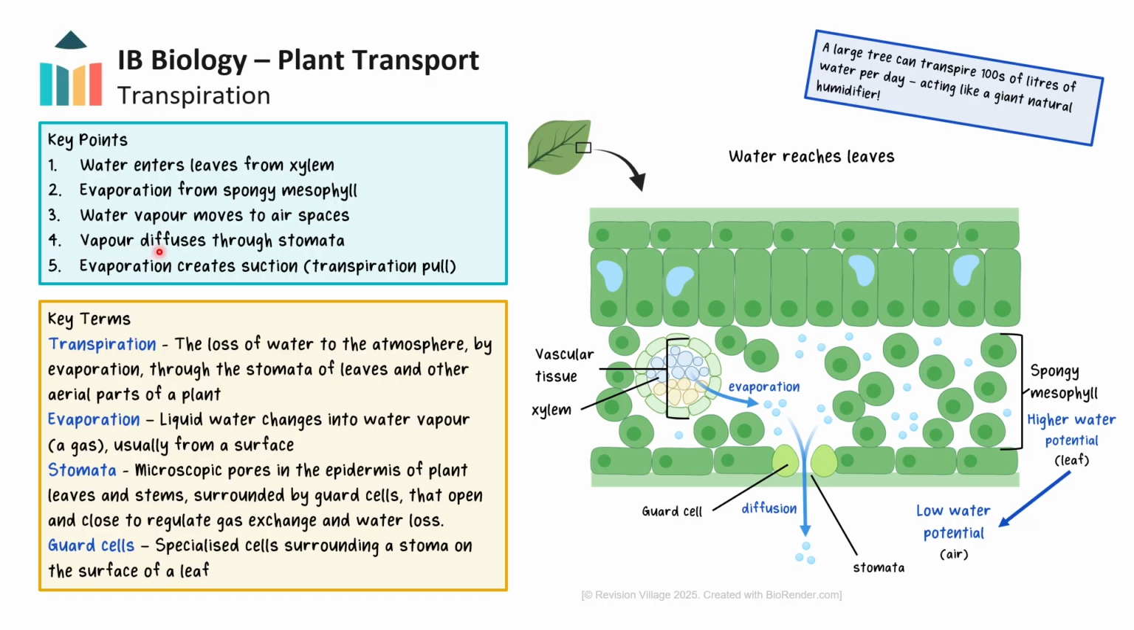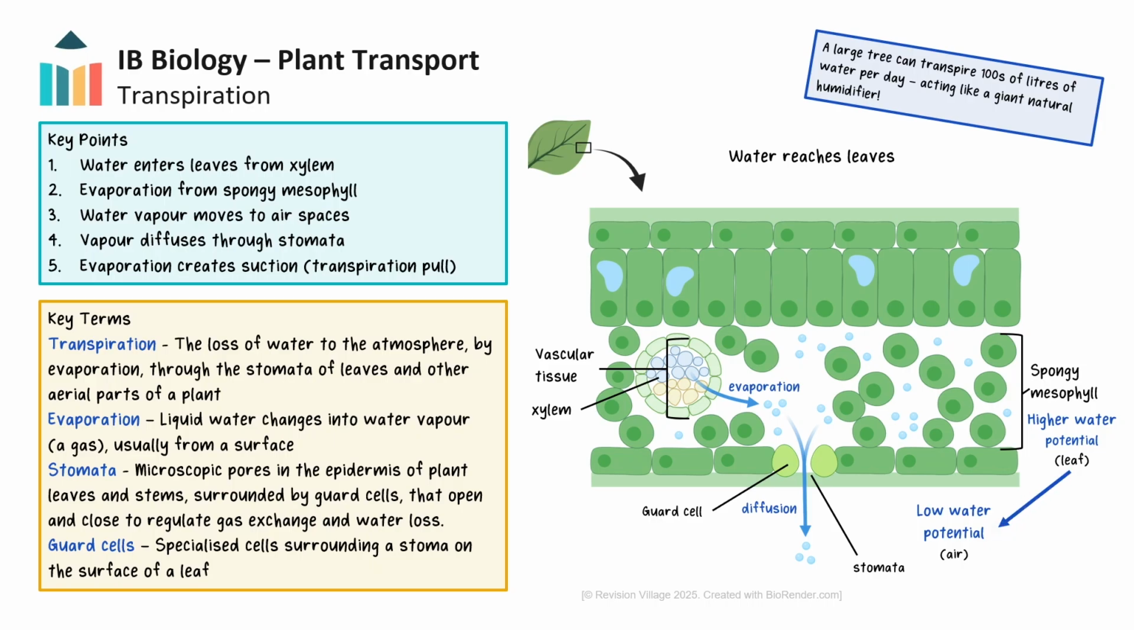The water vapor then moves towards the stomata, surrounded by guard cells, which are small pores mostly found on the underside of the leaf. When the stomata are open, water vapor moves out of the leaf into the surrounding air due to a water potential gradient. Inside the leaf, the air spaces near the spongy mesophyll cells are moist and have a high water potential because of constant evaporation from the cell walls.